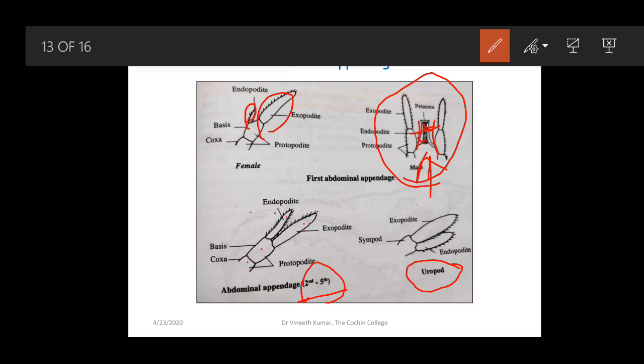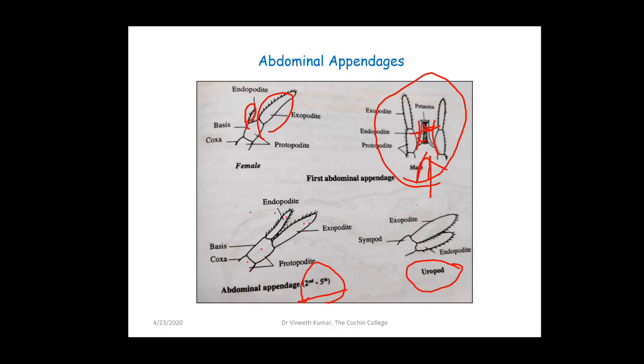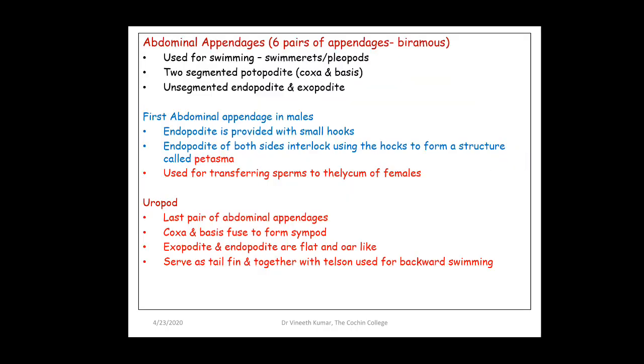As we said, the female does not have any other specialities other than the small endopodite. Here the endopodite has many serrations or setae, and the endopodites of both sides form an interlocking tubular structure called the petasma, which is used to transfer the sperms. So that was the first abdominal appendage.